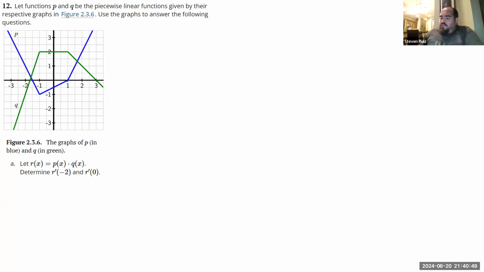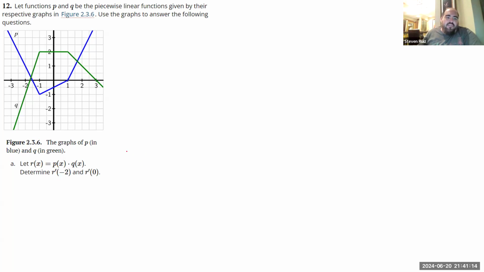All right, so let's look at exercise 12 from section 2.3. We're given these two piecewise functions, and we're going to be asked a few questions about basically asking us to apply the product and quotient rules. So first is product rule. We're given this function R, which is a product of function P and Q. So P is the blue graph, Q is the green.